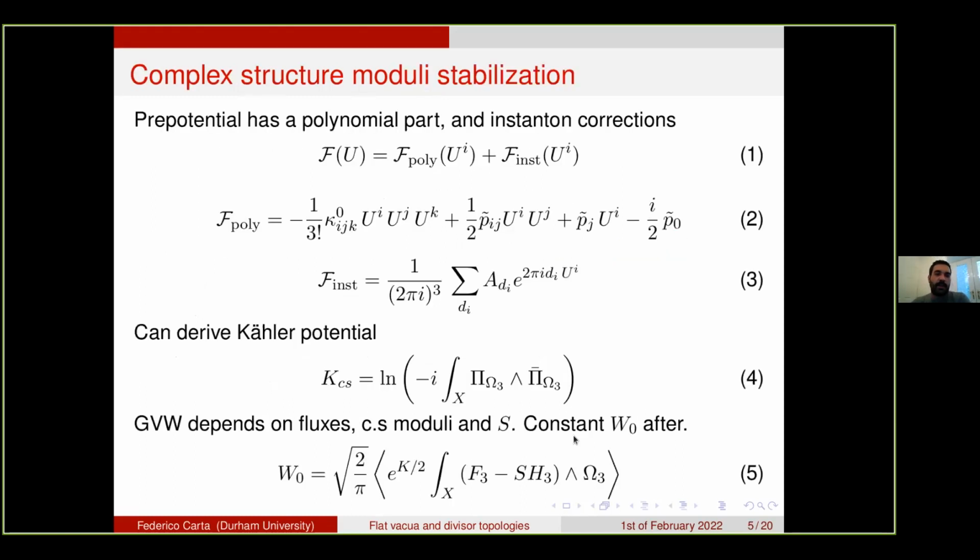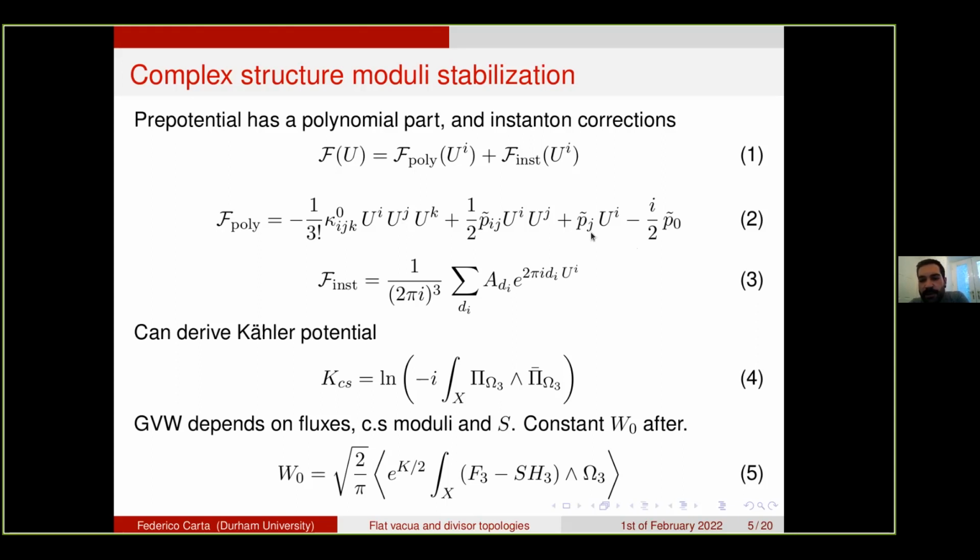So let me briefly recall how complex structure moduli stabilization works. We work in the supergravity limit at large complex structure. So we have a prepotential that depends on the complex structure moduli, and it is composed of two parts, a polynomial part and an instanton part. The polynomial part takes this form, where the coefficients here are the triple intersection numbers of the mirror Calabi-Yau compared to the one we are compactifying on.